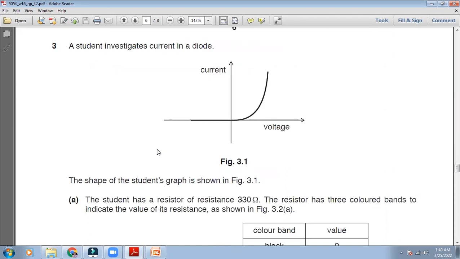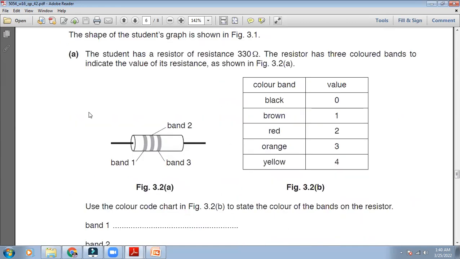So the question number 3 is showing up on your screen. He says a student investigates current in a diode. So that is the graph of the current in the diode. And he says the shape of the student's graph is shown in the figure 3.1. The student has a resistor of the resistance 330 ohm. The resistor has 3 colored bands to indicate the value of its resistance as shown in the figure.